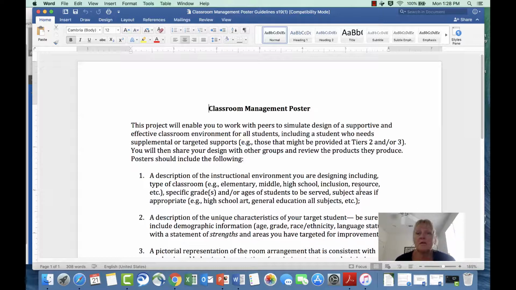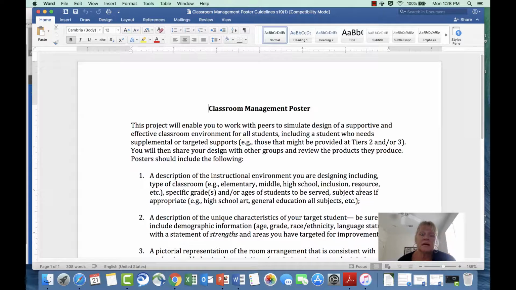Then I also want you to be thinking about a student who would have some behavior support needs that might be better addressed at tiers 2 and 3. So they're still going to receive and be well aware of those universal systems that are in place, but this is going to be a child that needs something else in addition to that. And then you're going to design your classroom and share it with others. Usually this is an activity that students really enjoy.